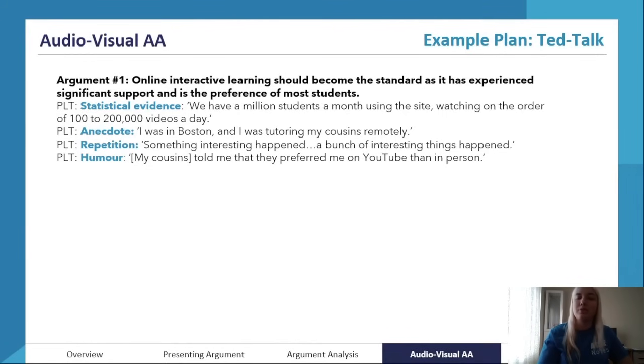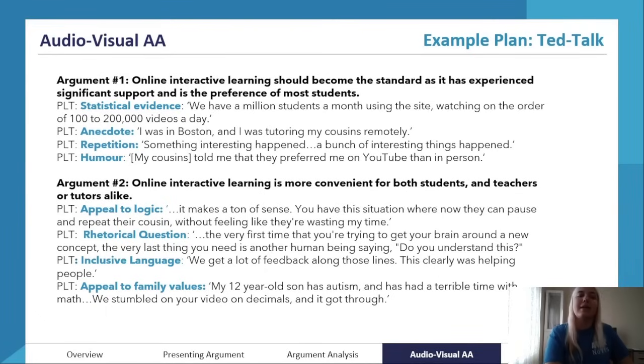This is in regards to a TED Talk from Khan Academy about online learning. So let's say we adopted the plan, and this is the quick version of the plan. So argument one was that online interactive learning should become the standard as it experienced significant support and is the preference of most students nowadays.